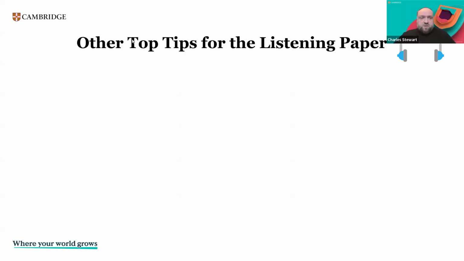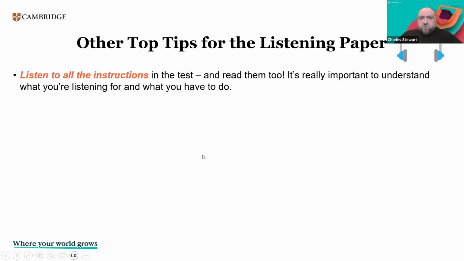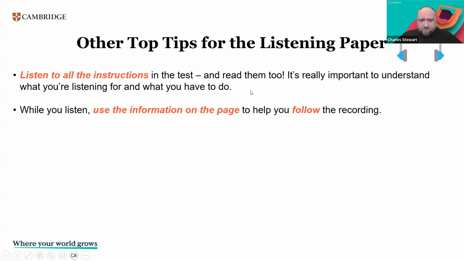A few tips for the overall listening paper. Make sure that you listen to the instructions, and as you're hearing the instructions, read them on the test paper as well. It's important that you understand exactly what you're supposed to do. Once again, you will be nervous in taking the exams. Therefore, make sure that you have a clear understanding of what is expected.